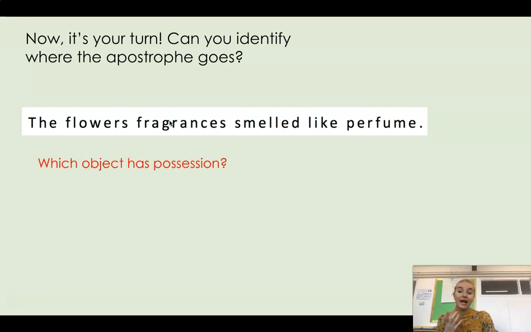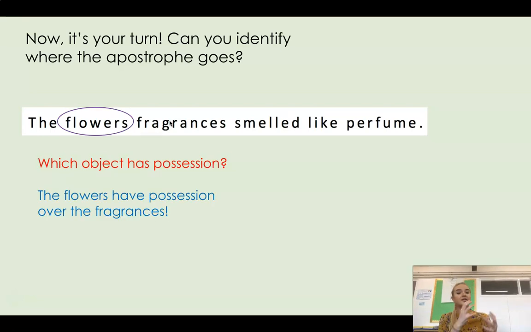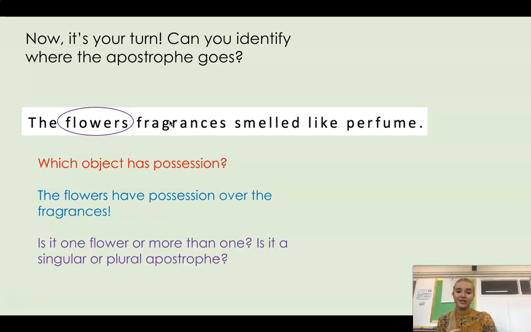But the noun flowers has possession over the fragrances because it's the fragrance coming from the flower's fragrance. So we know the word flowers needs an apostrophe, but where's it going to go? Well, we know that it's either going to go before the S or after the S, but is there more than one flower? Does it say the 5 flowers fragrances or the group of flowers fragrances? No, it doesn't, does it? So it suggests that there is just one flower. So it's a singular apostrophe needed. So is that apostrophe going to go before the S or after the S? Absolutely, before the S. Fantastic work.